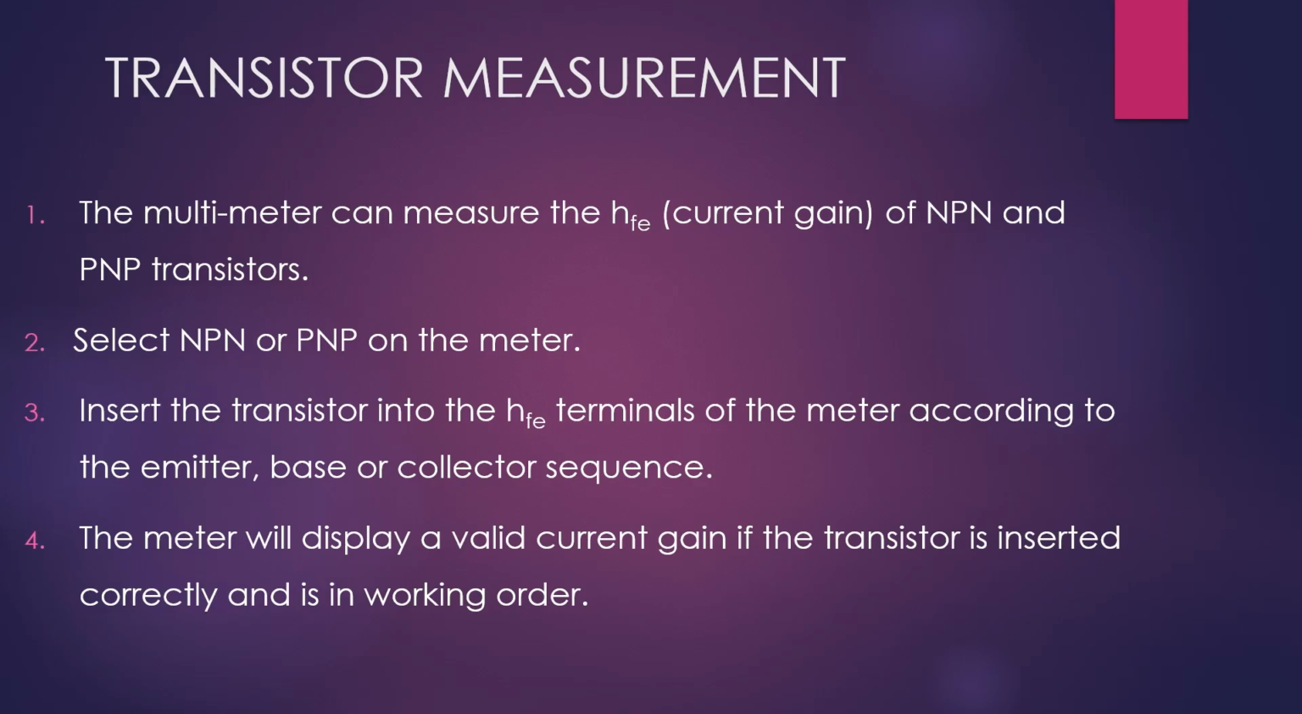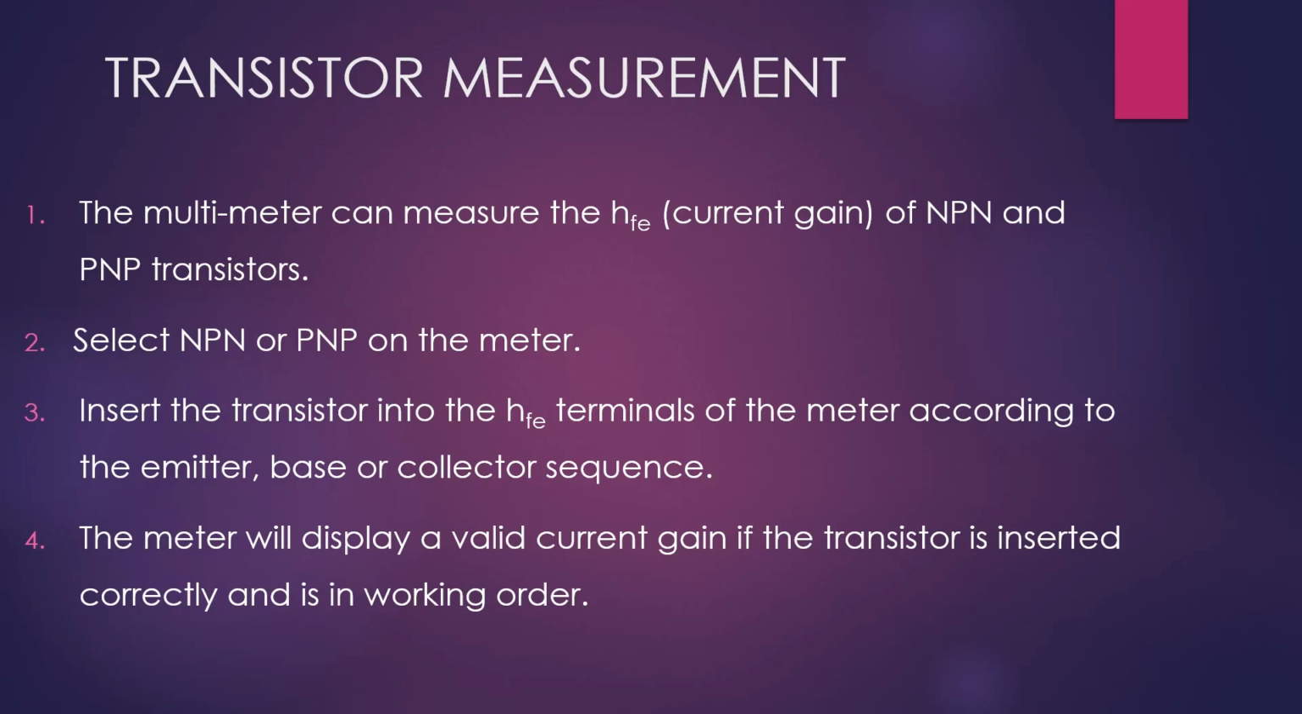We can measure the current gain of our transistors, whether it's NPN or PNP, on the multimeter. We use the gray multimeter to do so. What we do is set our dial selector to HFE, and then there are slots on the multimeter where you can insert your transistor. They are labeled base, collector, and emitter.